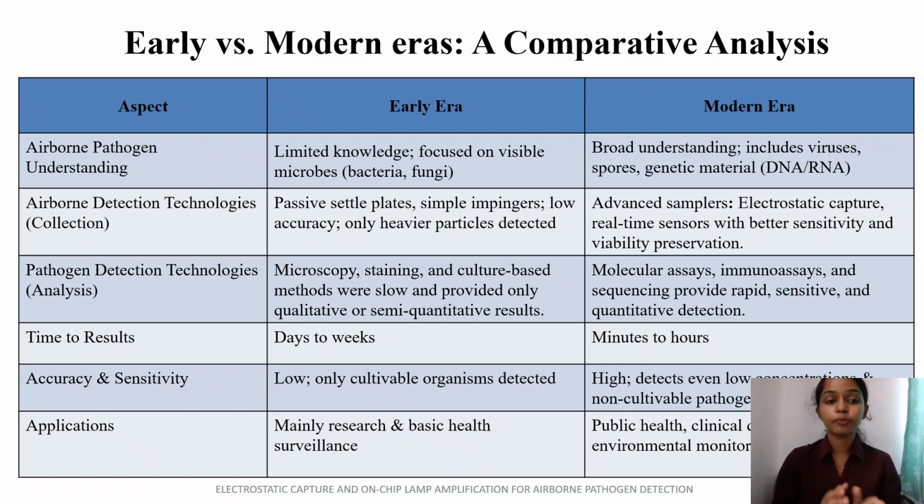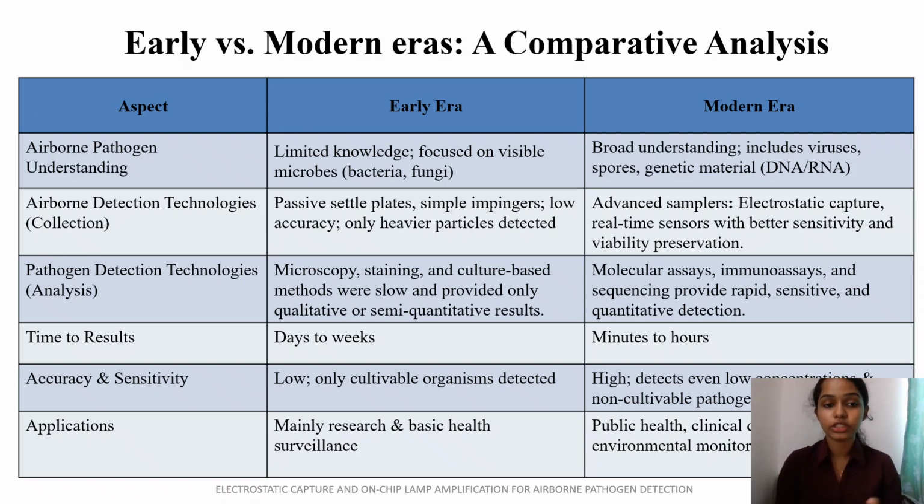In the early era, pathogen understanding was limited. We were only focusing on the visible microbes, that were bacteria and fungi. While moving on to the modern era, there was a broader understanding of airborne pathogens, including viruses, spores, and genetic material like DNA, RNA, etc.